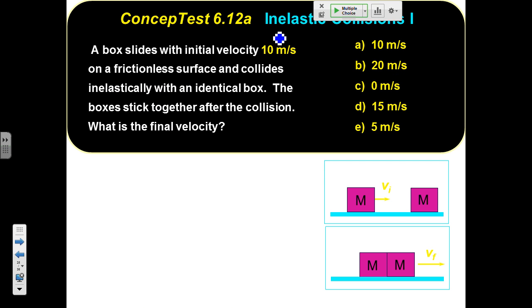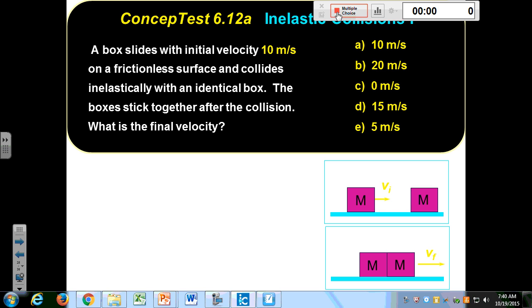All right. A box slides with a velocity of 10 meters per second. It collides inelastically. Remember, inelastically just means that energy is not conserved, but momentum is conserved. The boxes stick together. That means it's what type of inelastic collision? It's a perfectly inelastic collision. What is their final velocity? Initially I have vi, this one. The other block is at rest. I want to know now what is vf.